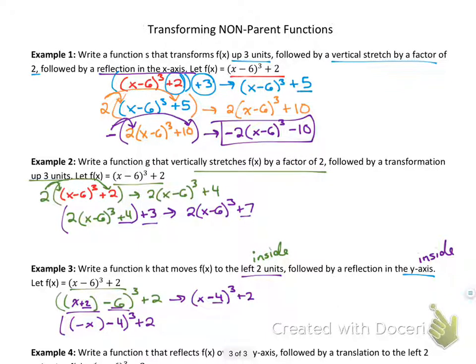Oops, I was going to do that in a different color. That's fine. Now that negative does not get distributed. It's not outside of anything. So it just ends up being, when you simplify it, negative x minus 4 cubed plus 2. The answer. Done.